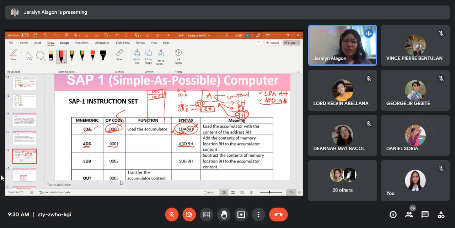Don't get confused: earlier it was not an immediate value but rather an address, and the data inside that address is what is actually operated on. Okay? So subtract is still similar, SUB 9H. For instance, I put SUB 8H, and the content of 8H is, let us say, 1H.